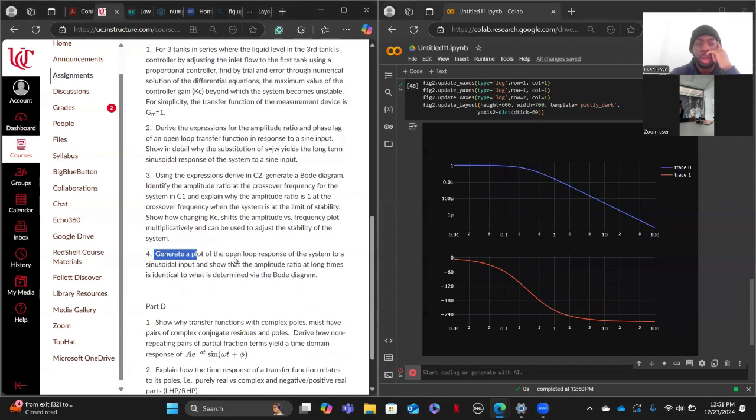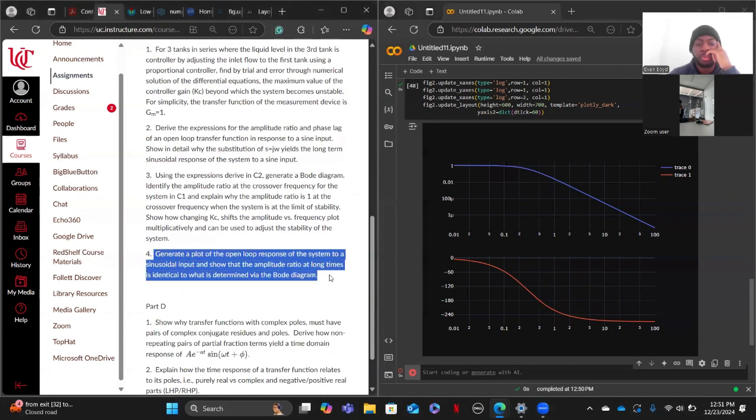Now we can go to 4. We can generate the plot of the open loop response of the system to a sinusoidal input and show that the amplitude ratio at long times is identical to what is determined via the Bode diagram. So we can do that next.